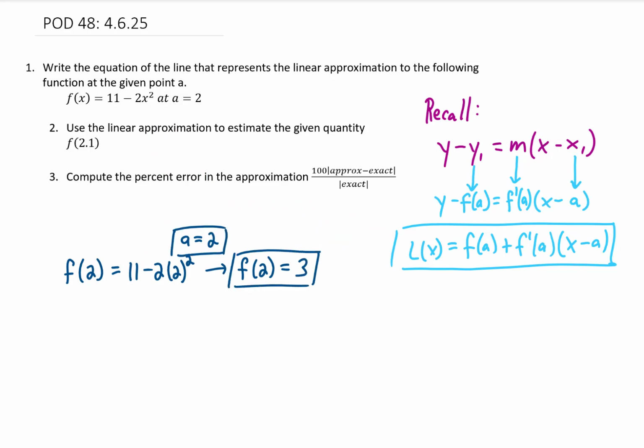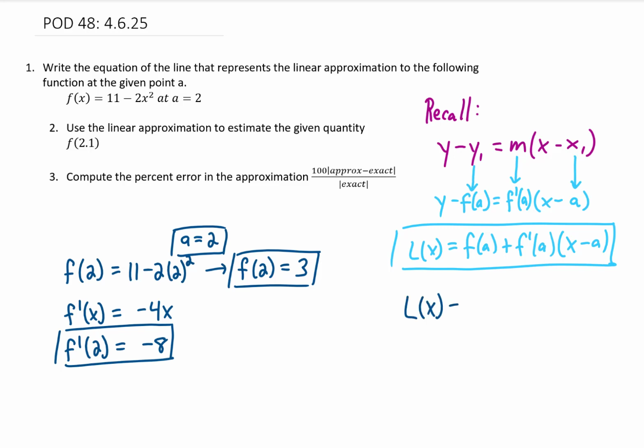Last, to find this linearization, we need f prime of a, which in this case is going to be f prime of 2. But first, we have to find f prime of x. So we're going to take the derivative of this function up here. Derivative of 11 is 0. The derivative of negative 2x squared is negative 4x. Then what we really wanted all along was f prime of 2. That means replacing this x with a 2, which is going to give us negative 4 times 2, which is negative 8. All right, let's plug all of that information into our formula for our linearization, or our tangent line.